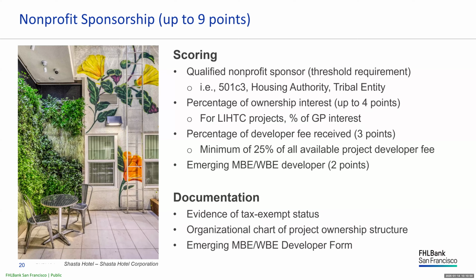As proof of tax-exempt status, a nonprofit organization must submit an IRS 501(c)(3) letter or a state franchise tax board letter. The bank does not accept bylaws or articles of incorporation as a substitute for showing tax-exempt status. If there is an entity name change, please submit the updated IRS documentation. If the sponsor is a government or tribal entity, then no documents are required. Please also include the organizational chart of the project's ownership structure with your application.